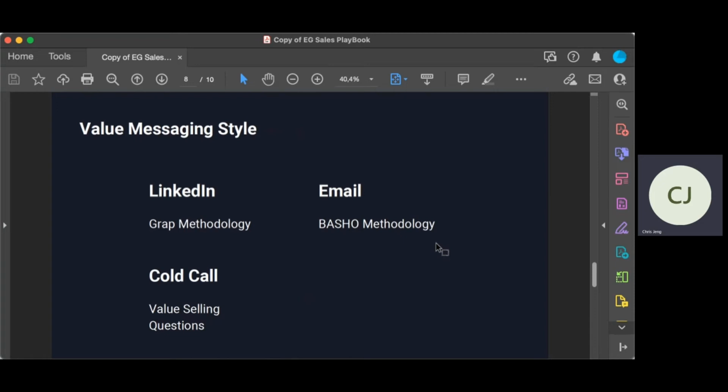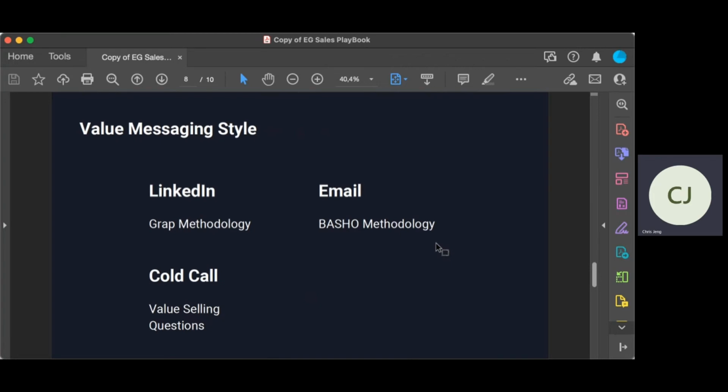When we're going into email, we're then using the Basho methodology. And the Basho methodology is built on the why you now principle. So we want to have, again, a very catchy subtitle, why you, so why the prospect, why now, and we have a very good call to action as well.